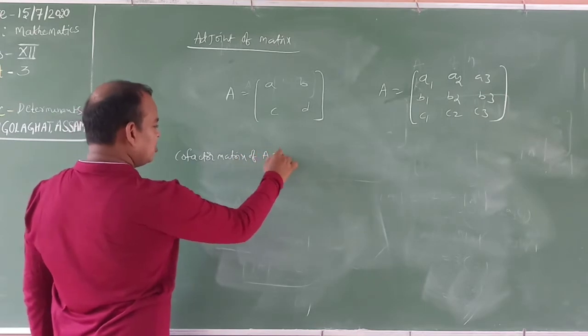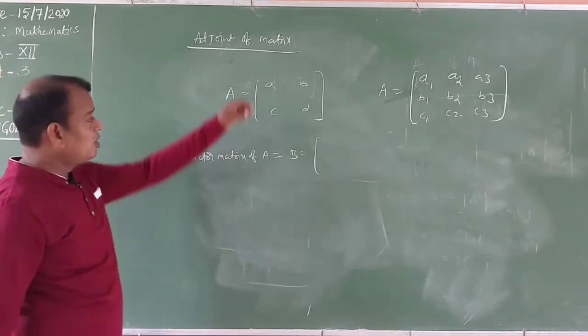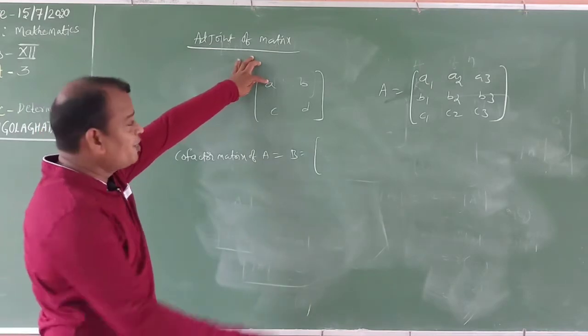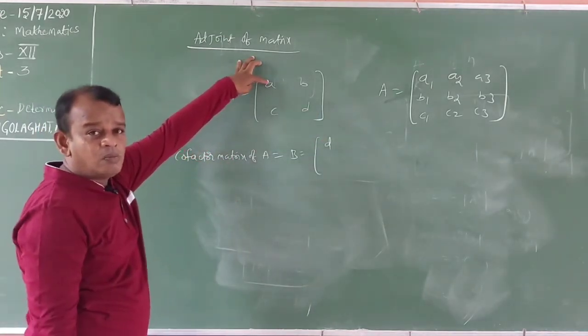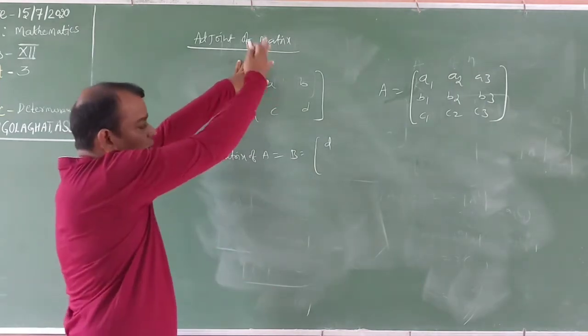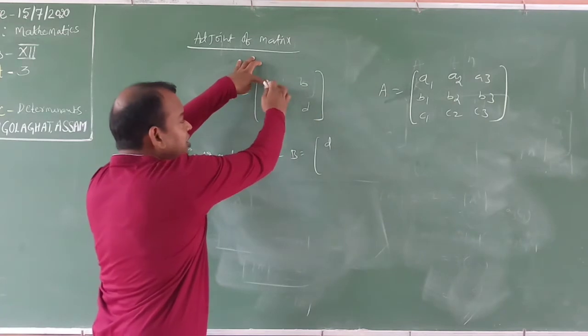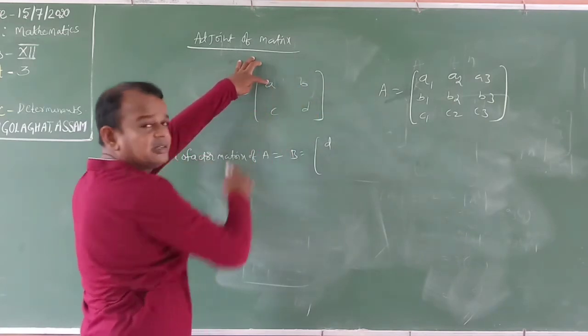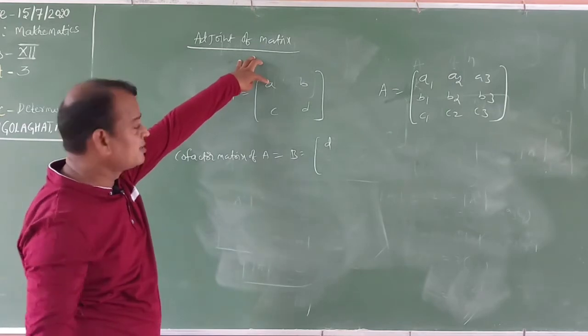The cofactor matrix of A equals B. Just write the cofactor matrix only. You know very well what the cofactor of A is. The cofactor of A is D. Delete the row and column, and the remaining matrix's determinant is taken. Deleting this one, the remaining part is D only. The determinant of D is D, a single matrix.